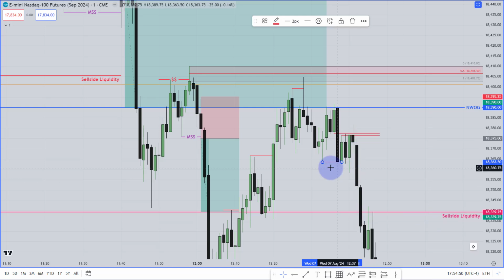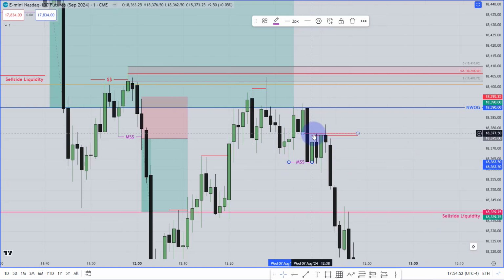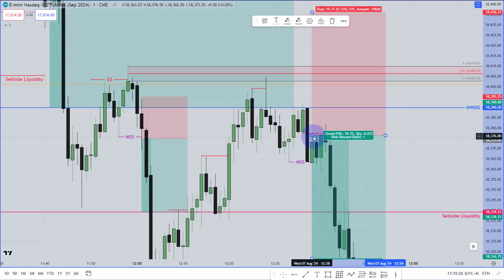Over there, market structure shift. This is the fair value gap. So over here, you are not going to push your button right after the market structure shift. You will wait for price to reach that fair value gap immediately. So here, you are going to take your sell.